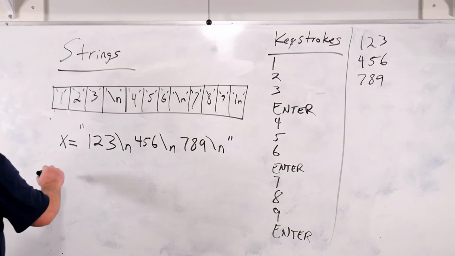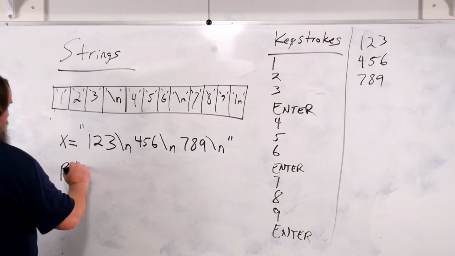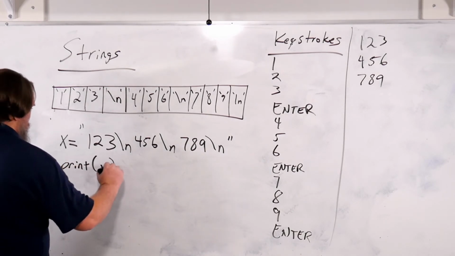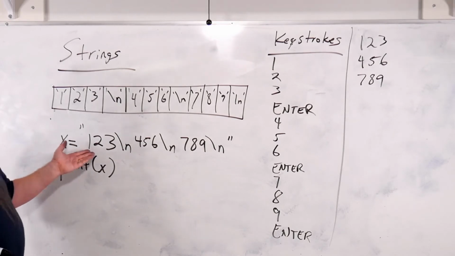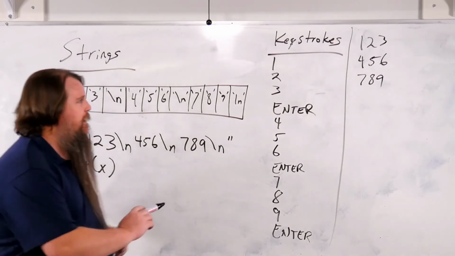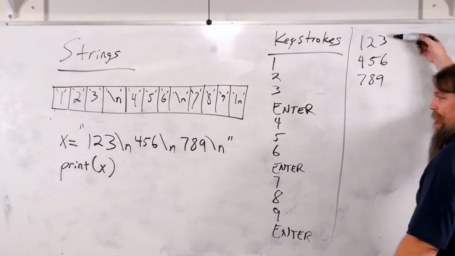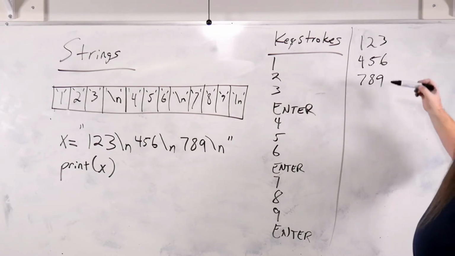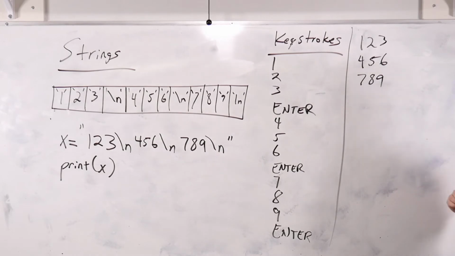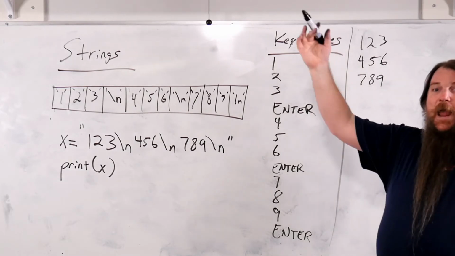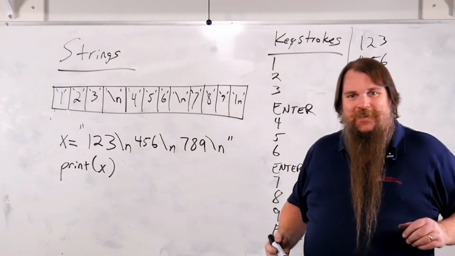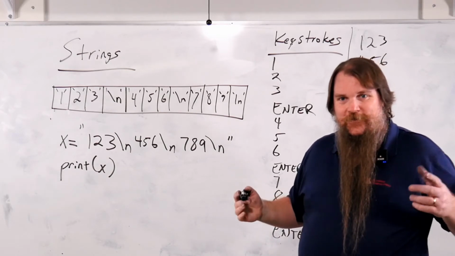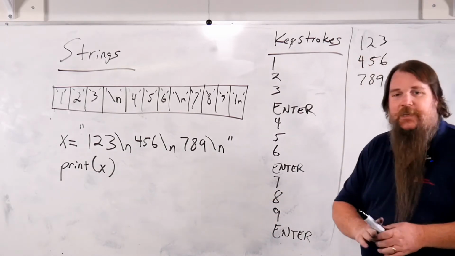What happens if we now do print X? It will print out 1, 2, 3, new line. It'll print this. Then it'll print out 4, 5, 6, new line. Then it'll print 7, 8, 9, new line. And you'd say, hooray! It works. But actually, there's a bug in here.